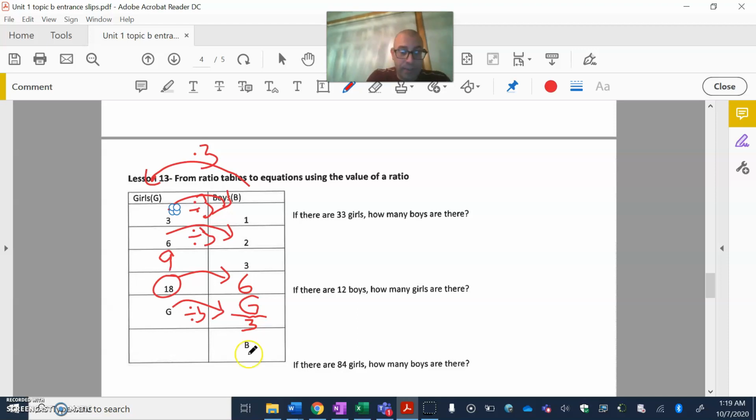So then when I come on over here, I'm going to take the boys and I'm going to multiply them by 3. Okay. Talk about your math manners here. We're multiplying. We're multiplying a number with a letter. Anytime we multiply a number with a letter, the number always comes first.